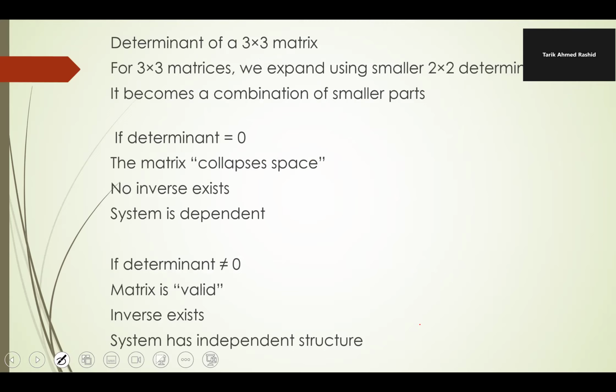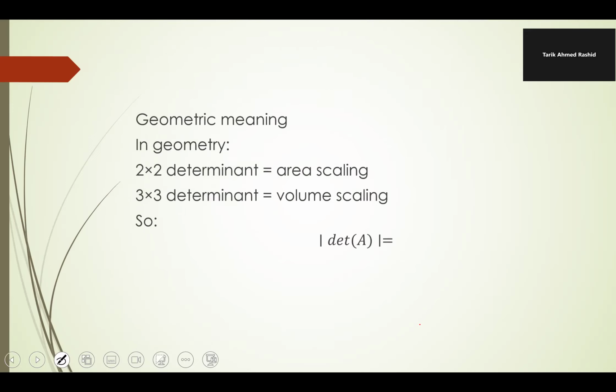Now, likewise, for a 3 by 3 matrix, we expand using smaller 2 by 2 determinants, and it becomes a combination of smaller parts. If the determinant is 0, the matrix collapses space, no inverse exists, and the system is dependent. If the determinant is not equal to 0, the matrix is valid, an inverse exists, and the system has independent structure. A 2 by 2 determinant means area scaling, and a 3 by 3 determinant means volume scaling.